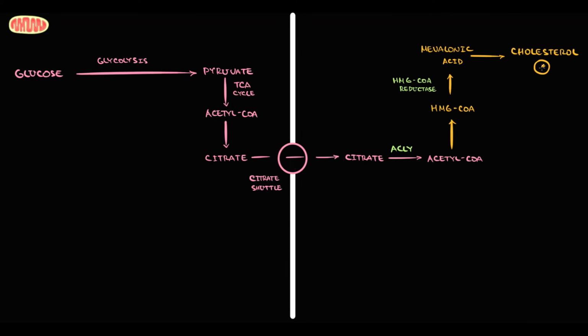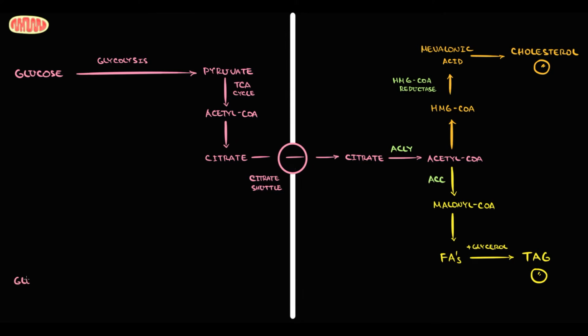The other option is to convert acetyl-CoA to malonyl-CoA. This conversion is provided by acetyl-CoA carboxylase. From malonyl-CoA we make fatty acids, and from fatty acids and glycerol we make triacylglycerols.